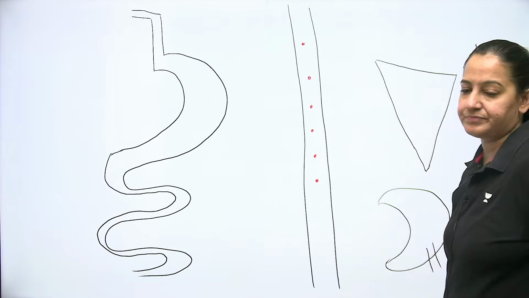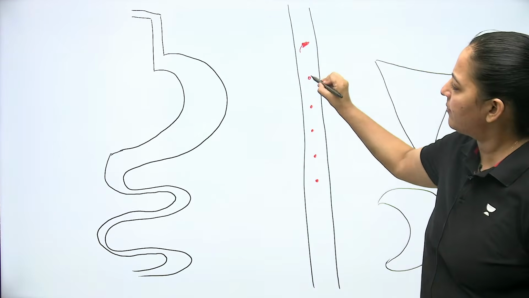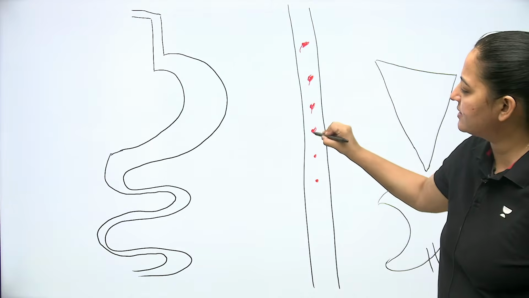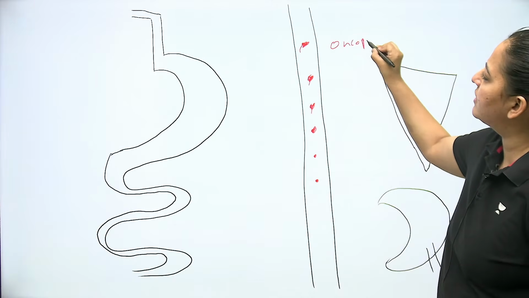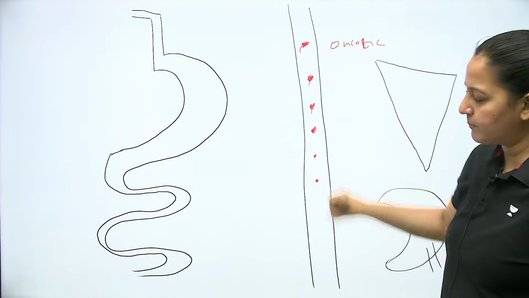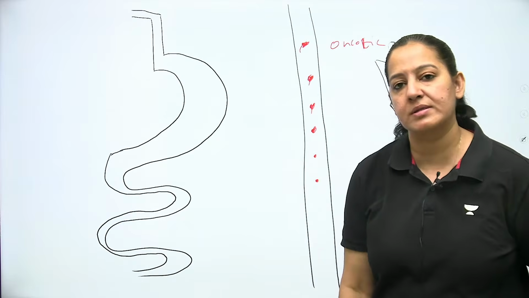This is a blood vessel. In the blood vessel, the red dots are the protein. Can you see? These are protein. Can you tell me, this is a protein which is creating osmotic pressure or oncotic pressure? Oncotic pressure is due to protein. So this is the protein, this is albumin. From where is this protein coming? What is the source? Can you tell me?